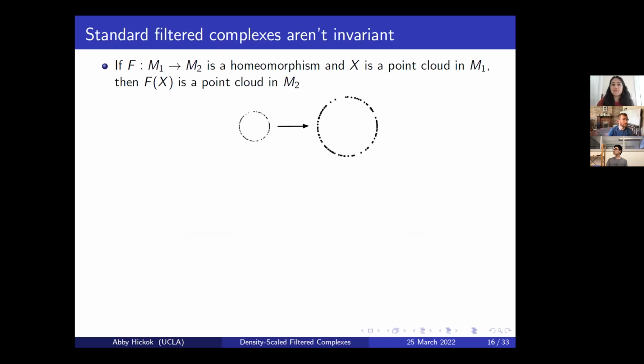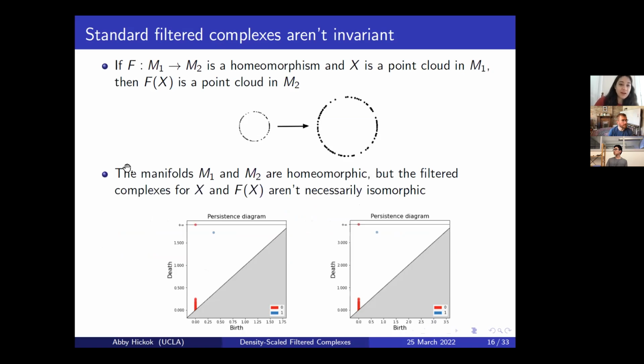Okay, and then, so standard filtered complexes really don't have this invariance property. They are very sensitive to things like scaling. So if I have the same sort of scaling homeomorphism here, I can show you what I get for this example when I compute the Rips complex. Of course, the underlying manifolds are homeomorphic, but the filtered complexes for X and its image are definitely not isomorphic.